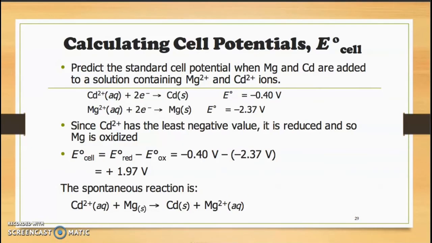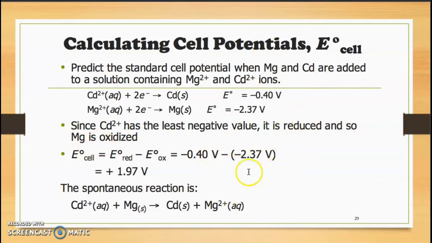Calculating cell potential: this is how you predict the standard cell potential when magnesium and cadmium are added to a solution containing magnesium 2 ions and cadmium 2 ions. These are the equations for the reduction, because they gain electrons. Since the cadmium 2 ion has the least negative value, it is reduced, and so magnesium is oxidized.